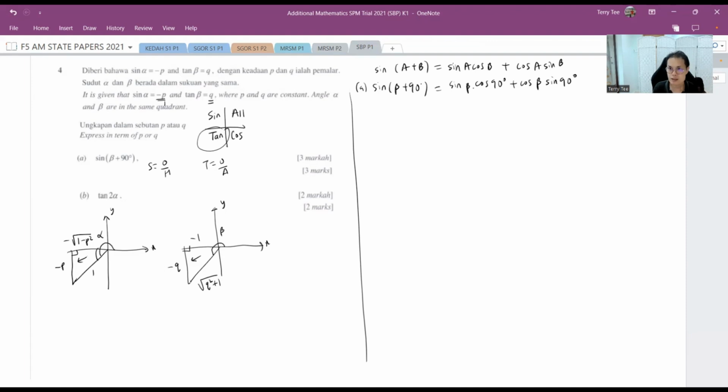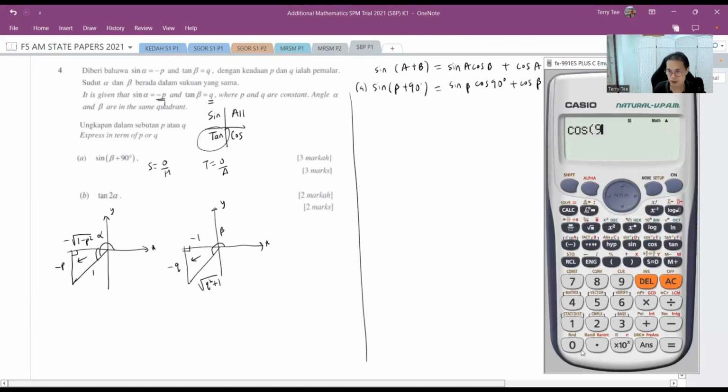Okay, what is cos 90? Well, cos 90, we can use a calculator, right? Cos 90 is actually 0. And sine 90 is 1. If you cannot remember, you can use a calculator.